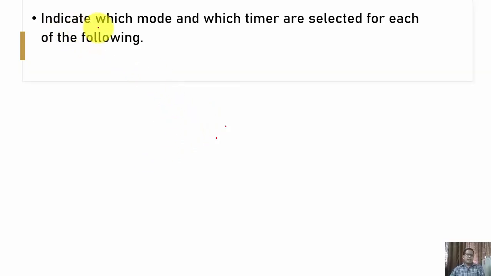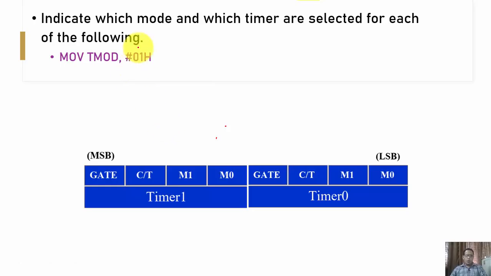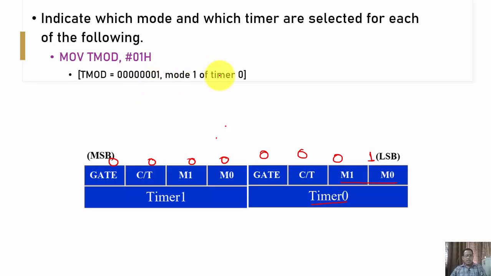Before we start, let us have a quick discussion. Suppose the value of TMOD is 01H. Let us find out which timer is selected in which mode. So TMOD is #01H. As it is 01, the higher 4 bits are equal to 0, and the lower 4 bits are 0, 0, 0, 1. This means timer 0 is selected in mode 1.